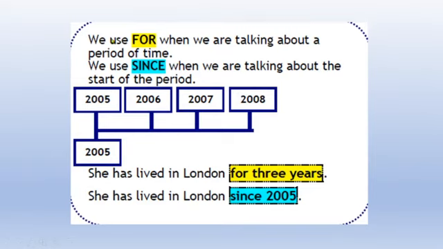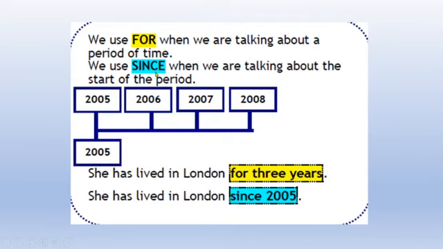But what is it about? We use for when we are talking about a period of time. Okay, period of time. For example, 3 years. It's a period of time. They are specific, so we have to use for. She has lived in London for 3 years.